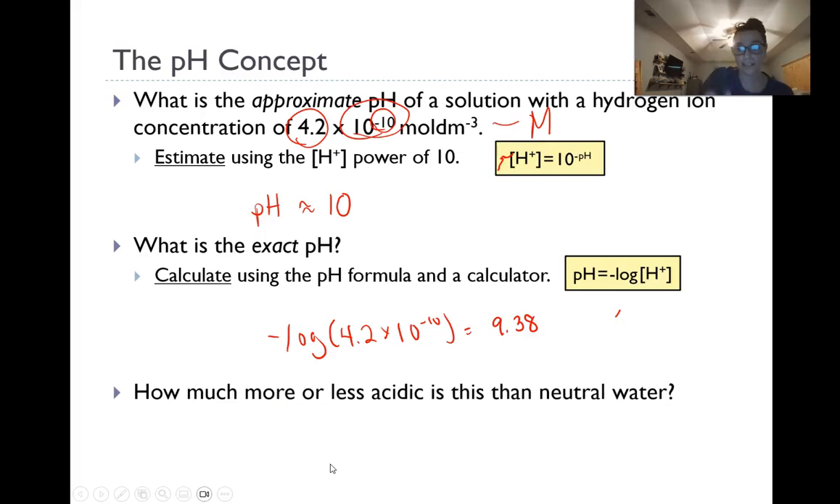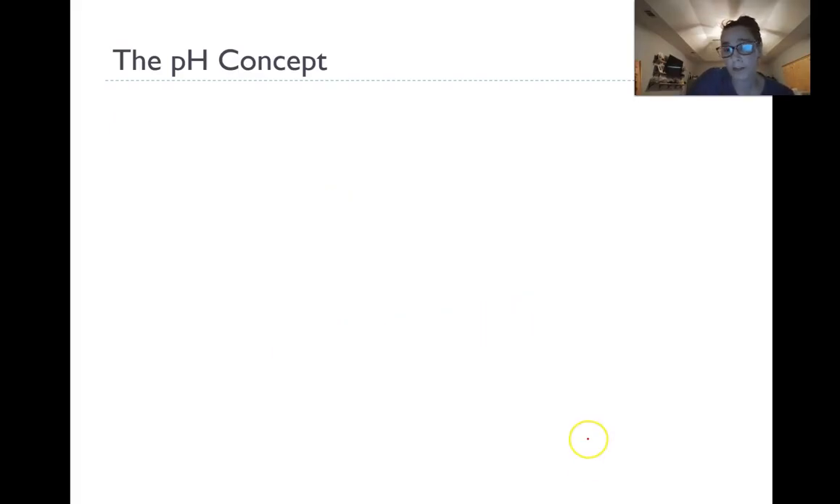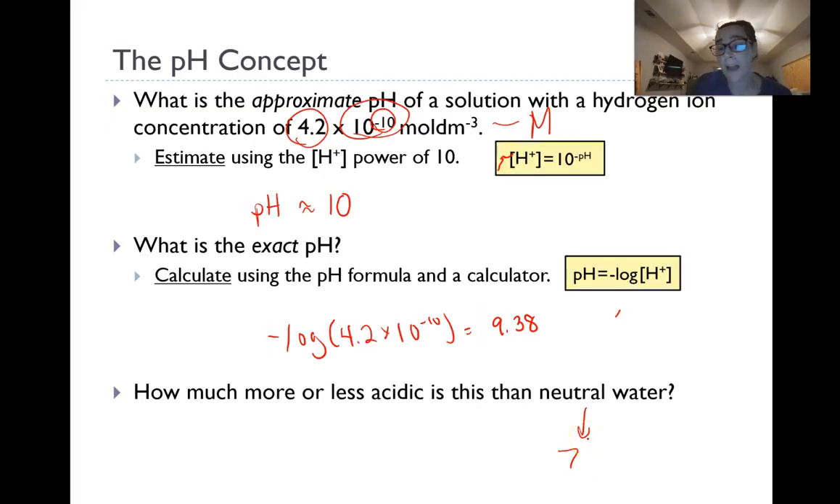How much more or less acidic is this than neutral water? So we remember neutral water is a pH of 7. So going up by a pH unit of 1 to 8, that would be 10 times less acidic, right? Going up to 9 would be 100 times less acidic. And going up to 10 would be 1,000 times less acidic. So we're kind of close to 9 here. So it's about 100 times less acidic.